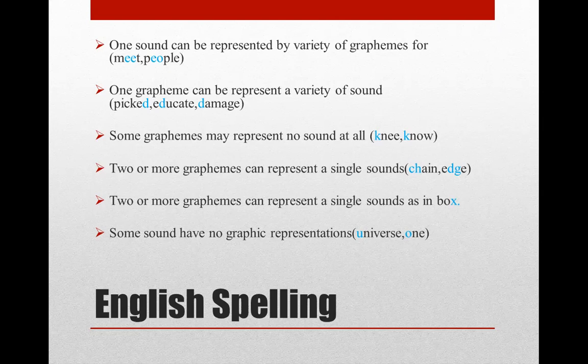And one grapheme can represent a variety of sounds, as we see in this example: picked, educate, and damage. Some graphemes may represent no sound at all, me and no. Two or more graphemes can represent a single sound, chain and edge. One grapheme can represent two sounds, as in box. And some sounds have no graphic representation.